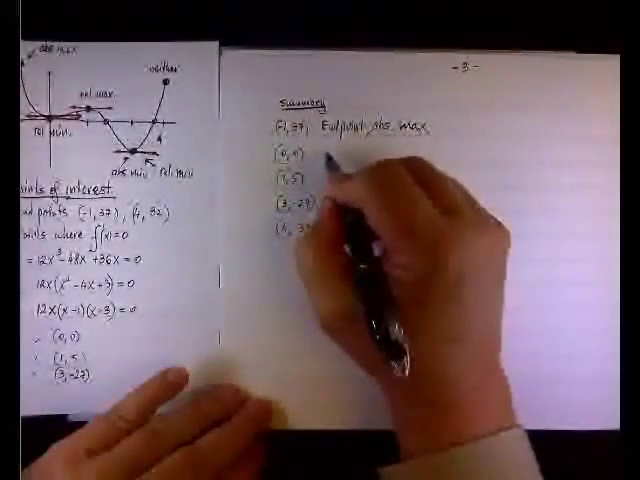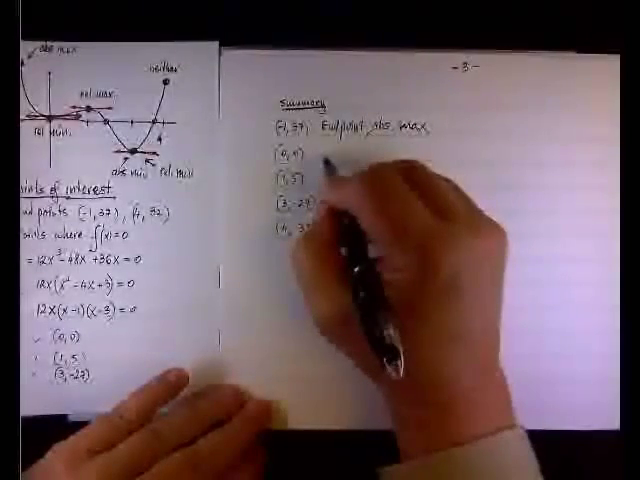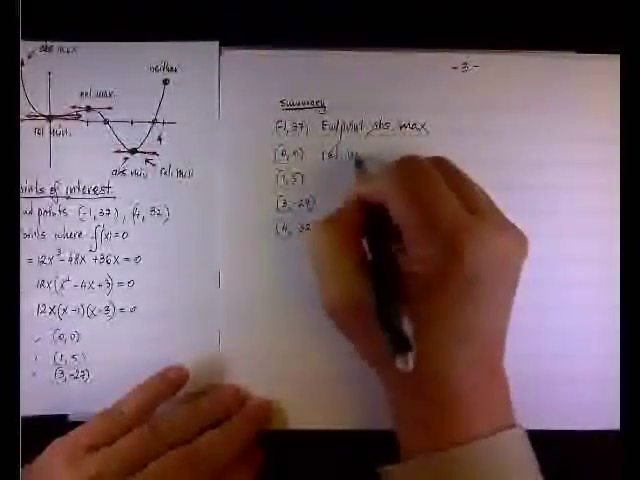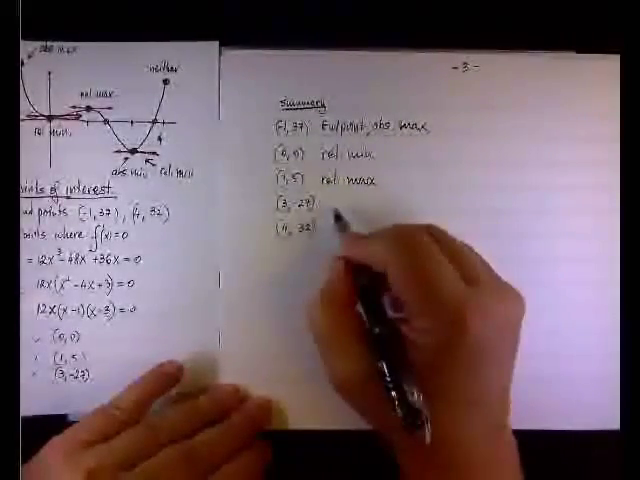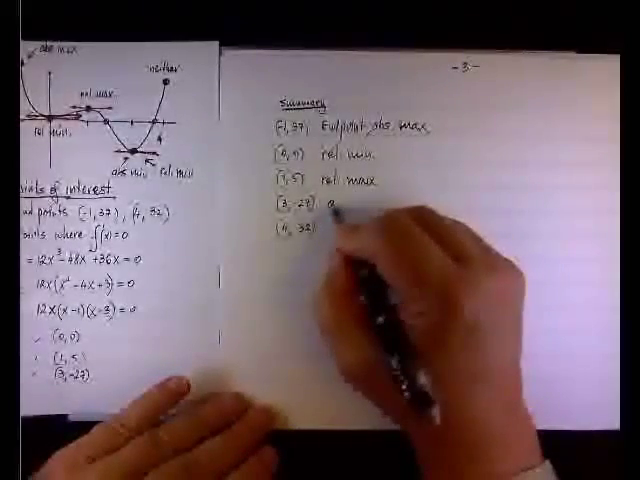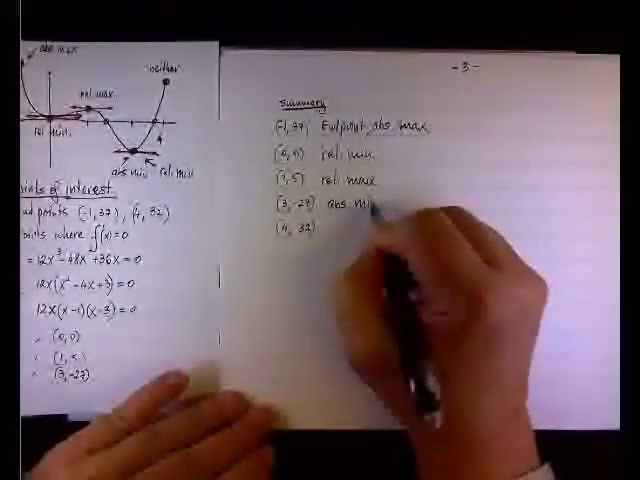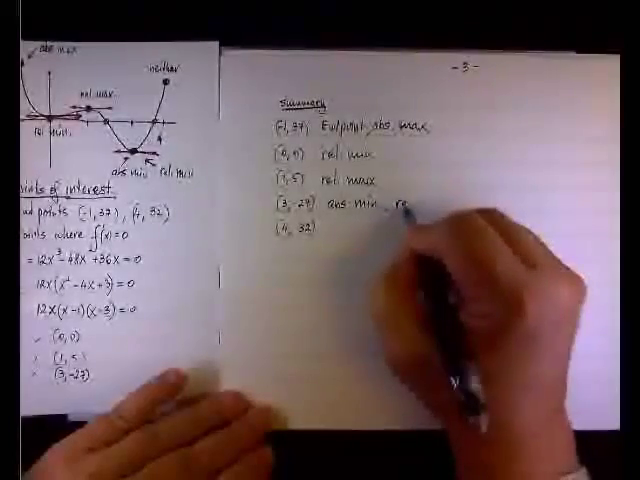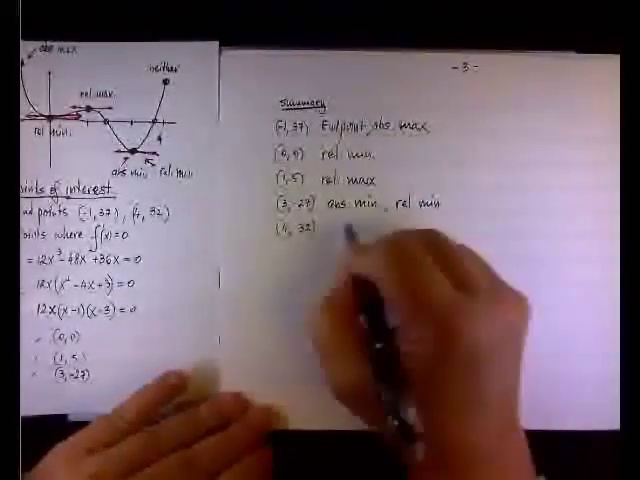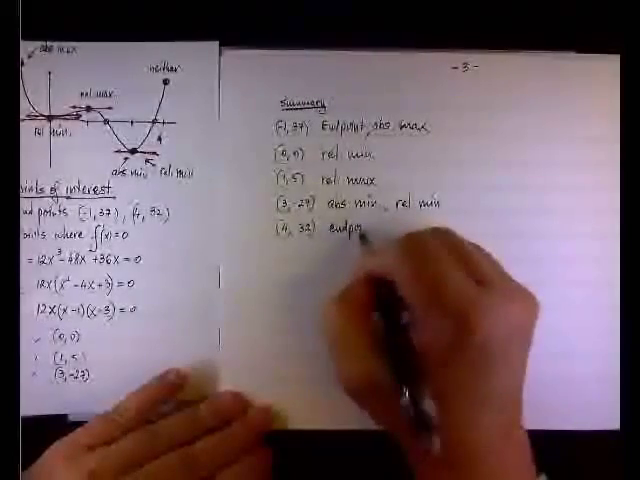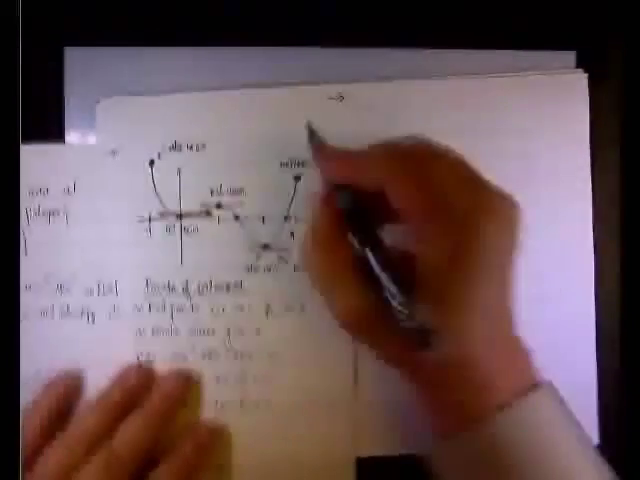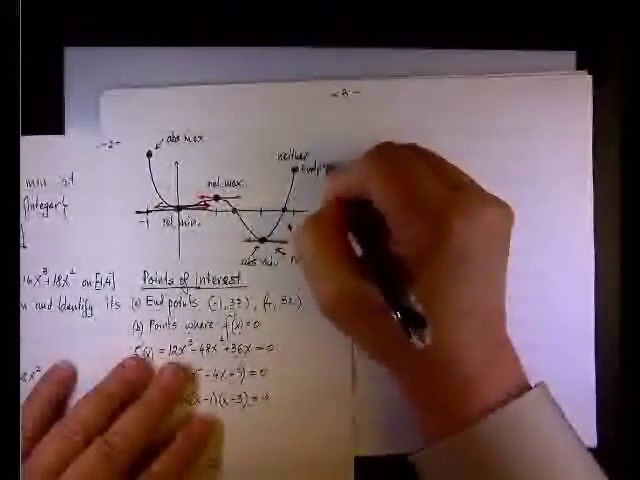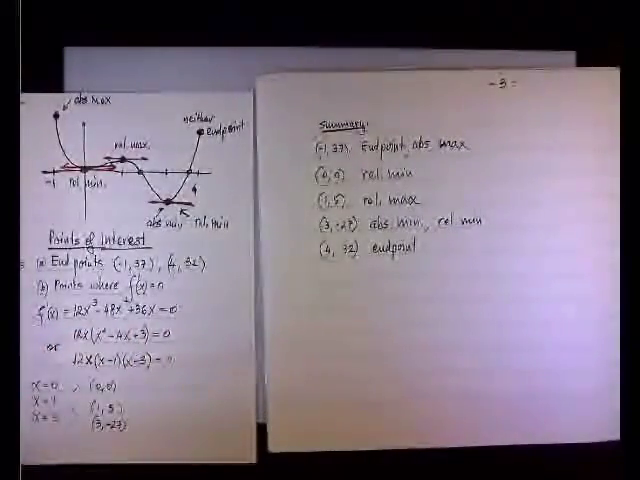This is a relative maximum. I'm sorry, this is a relative minimum. This is a relative maximum. This is an absolute minimum, but it's also a relative minimum. And this point is simply an endpoint and nothing else. So here we're going to write endpoint. You can erase the neither, so whiteout to the rescue one more time.